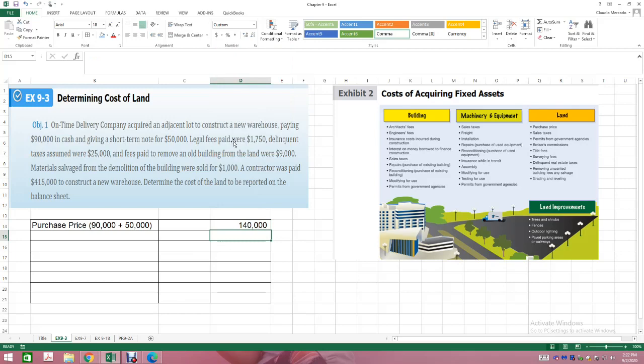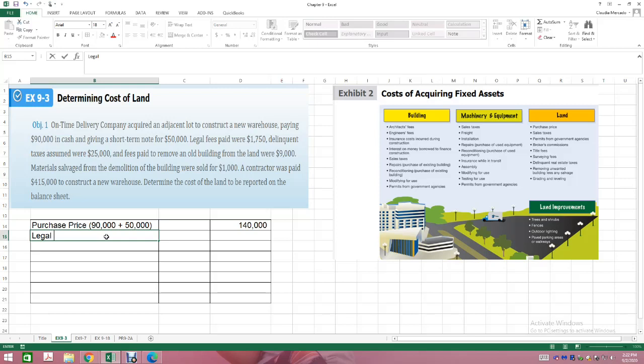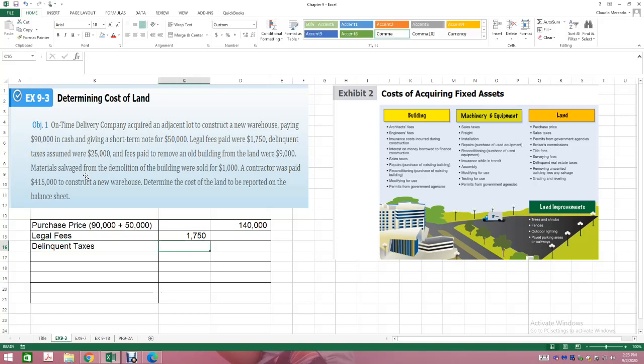Okay, so we're going to go through the list of things that they paid when they acquired the land. So they paid $90,000 in cash. They got a note for $50,000. And then they also paid legal fees of $1,750. Okay. Now these are all of my additional costs. So I'm going to put those in the first column and add them together. So I have legal fees, and in legal fees I paid $1,750. Okay. Delinquent taxes. Okay. When you purchase land, you have to pay any taxes that are due. So in this case, we had delinquent taxes of $25,000.